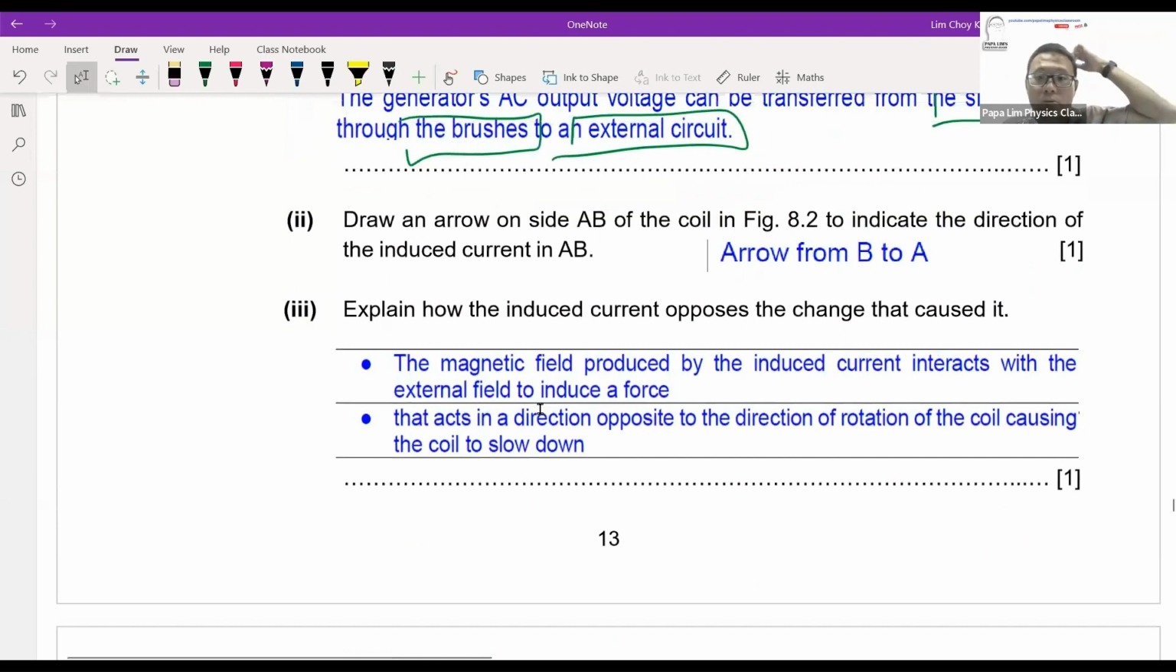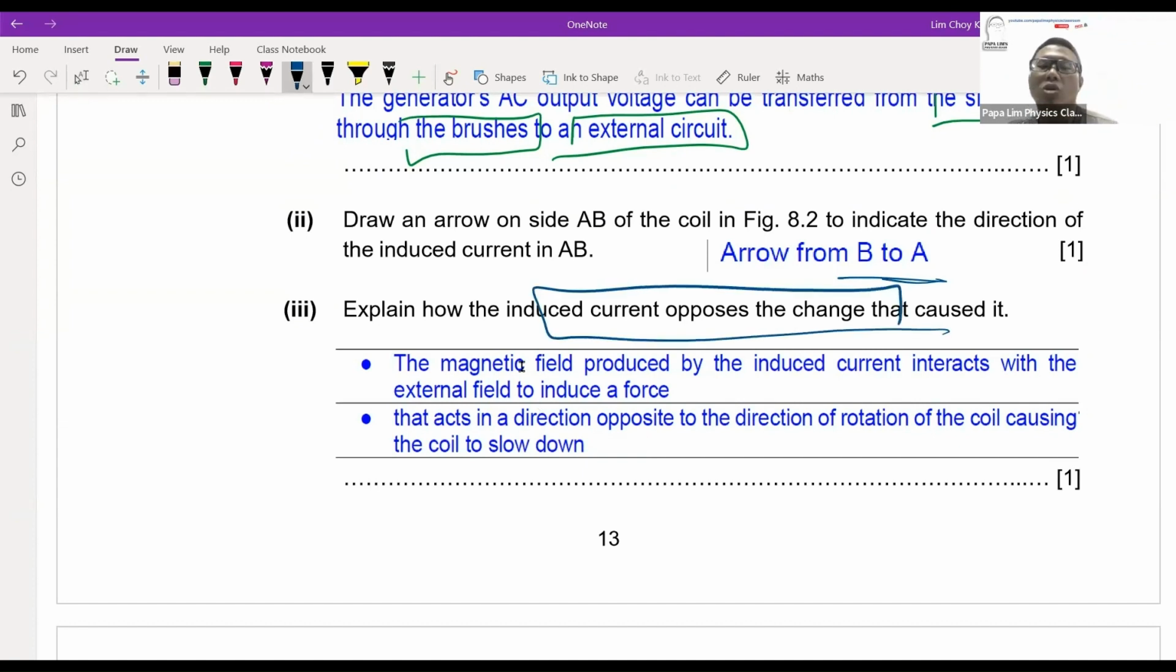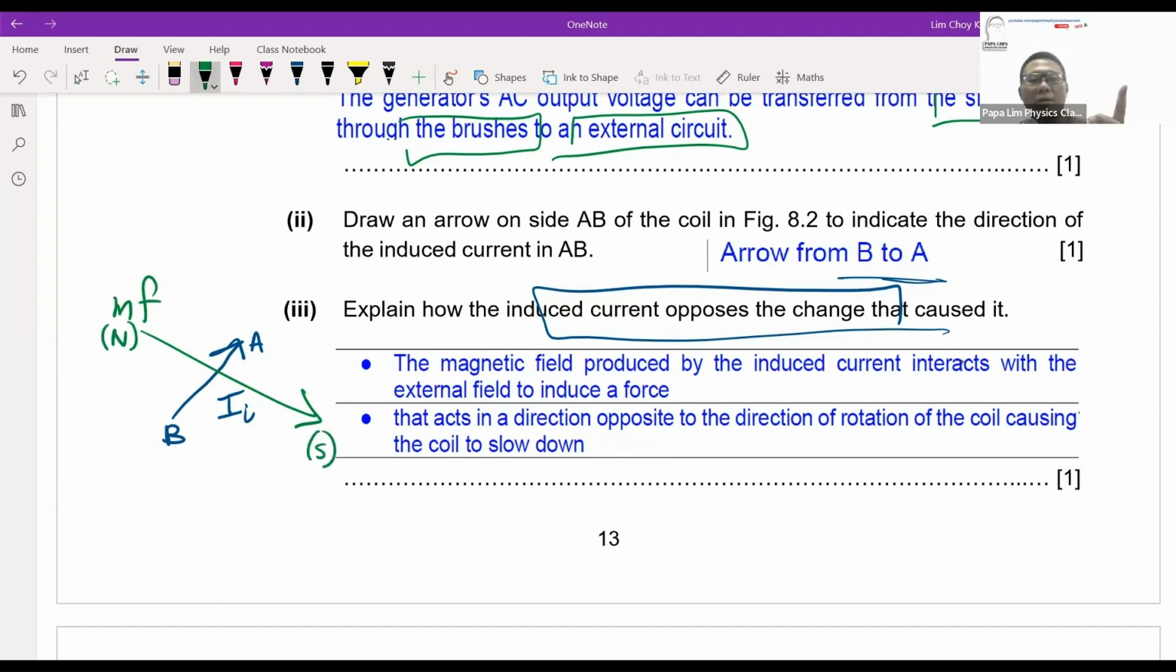Okay, explain how the induced current opposes the change. Remember, the induced current will always flow in the way to oppose the change. Your magnetic field is in this direction; this is the north, this is the south. Now, how does this induced current work? It has to oppose the motion because of Lenz's law. And how do we know the direction? Remember, the coil is rotating anti-clockwise. And how do you know the force induced?